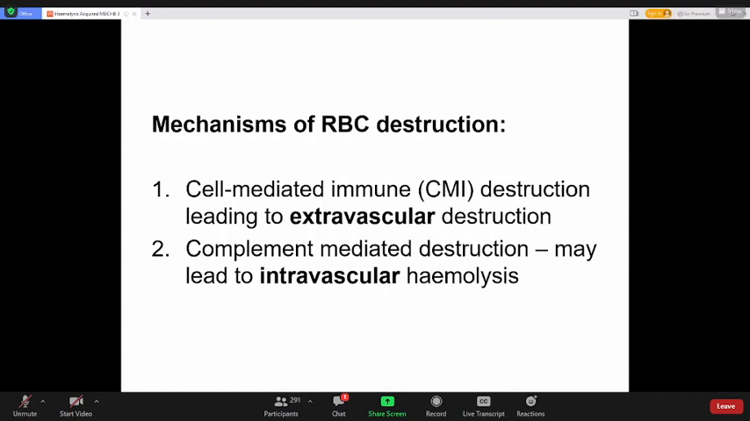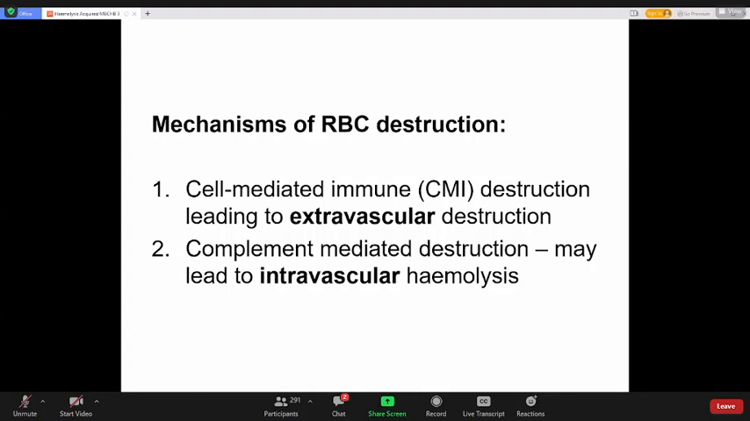If we go a little bit into detail on how these antibodies destroy the red cells, these are the mechanisms of RBC destruction. I'm sure in your immunopathology lectures you've learned about cell-mediated immune destruction. Cell-mediated immune destruction means that the red cells are usually destroyed extravascularly, and the extravascular site of destruction is usually within the spleen.